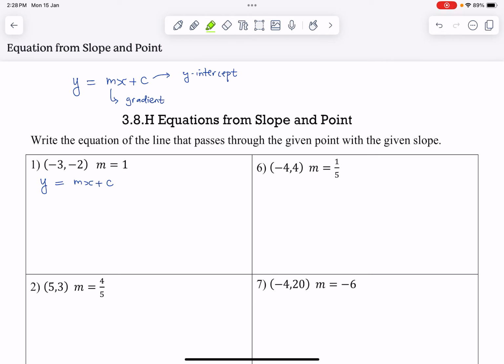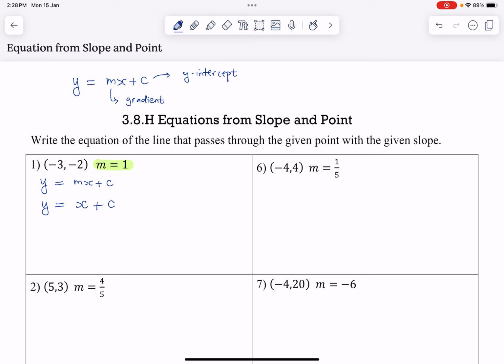So we will start doing this algebraically from the form y equals mx plus c. Since we are given that the gradient is 1, m is 1, so we can write y equals 1x plus c, but obviously when we have 1x, we do not have to write the 1. And c is the y-intercept, where the line cuts the y-axis, which is not known yet.